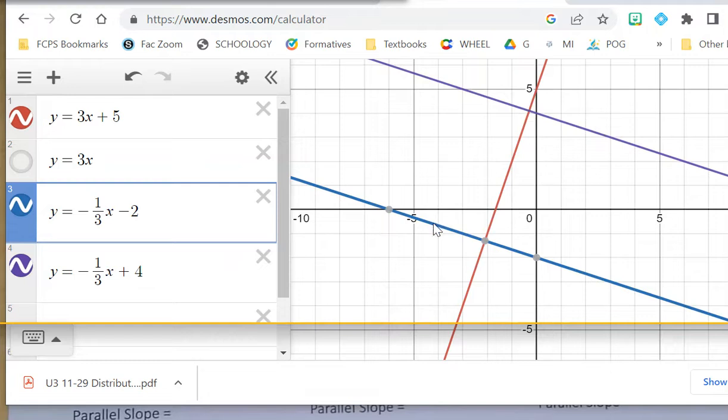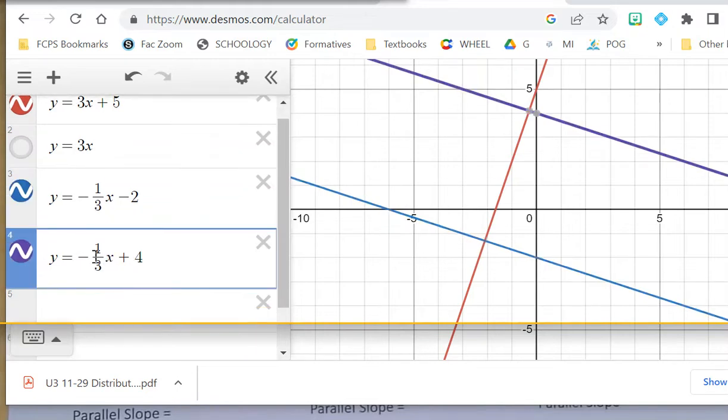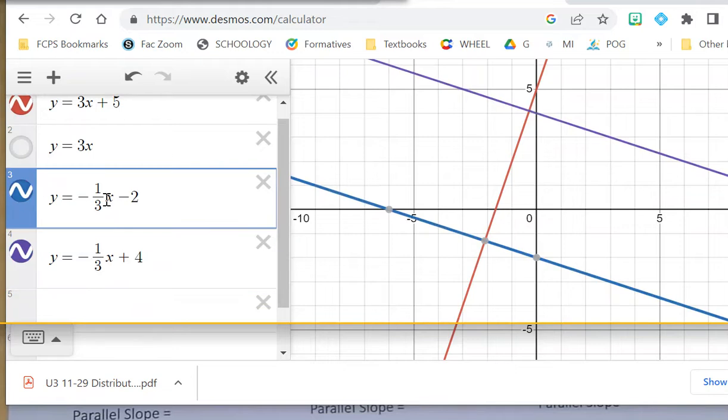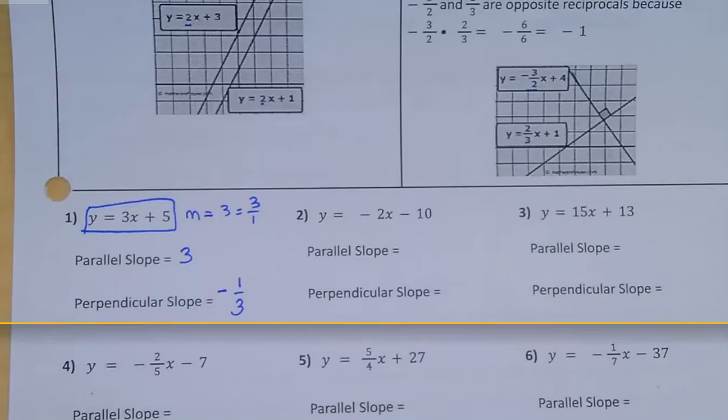Notice that my two bluish lines are parallel to each other. See that? And notice in the equations, they both have a -1/3 slope. So of course we expected those two lines to be parallel to each other. All right, so back to the notes page.